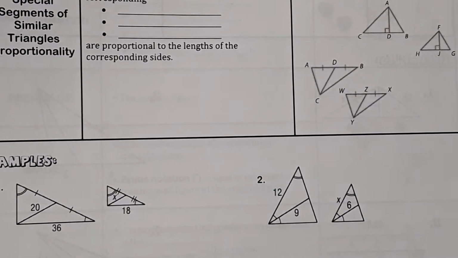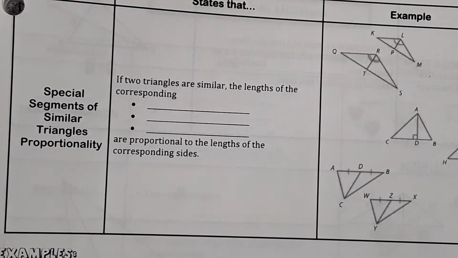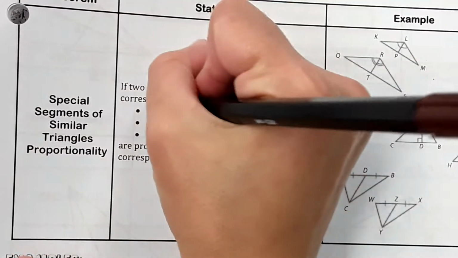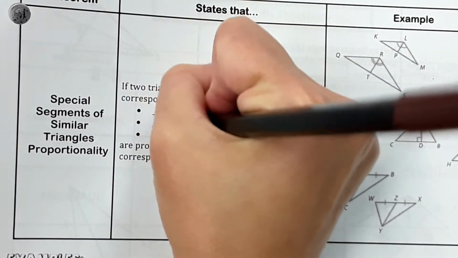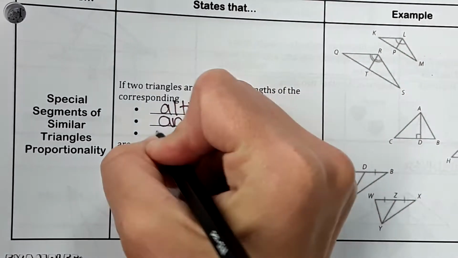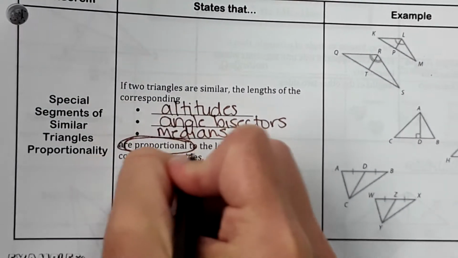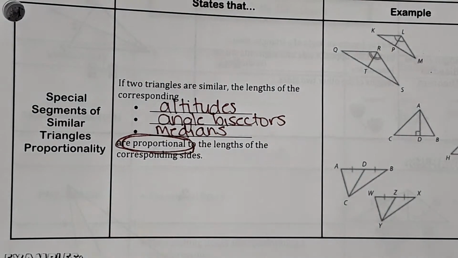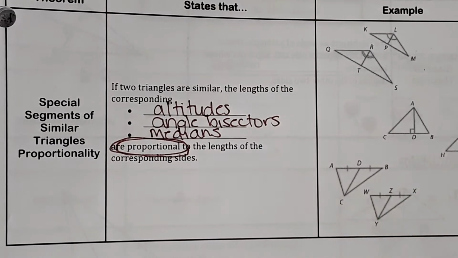Okay, so what's the gist? Why are we reviewing this vocabulary? If two triangles are similar, the lengths of the corresponding altitudes, which are the heights, angle bisectors, and medians are proportional, that word that keeps coming up. So just like similar triangles are proportional, the altitudes in similar triangles are proportional, the angle bisectors are proportional, and so are the medians.